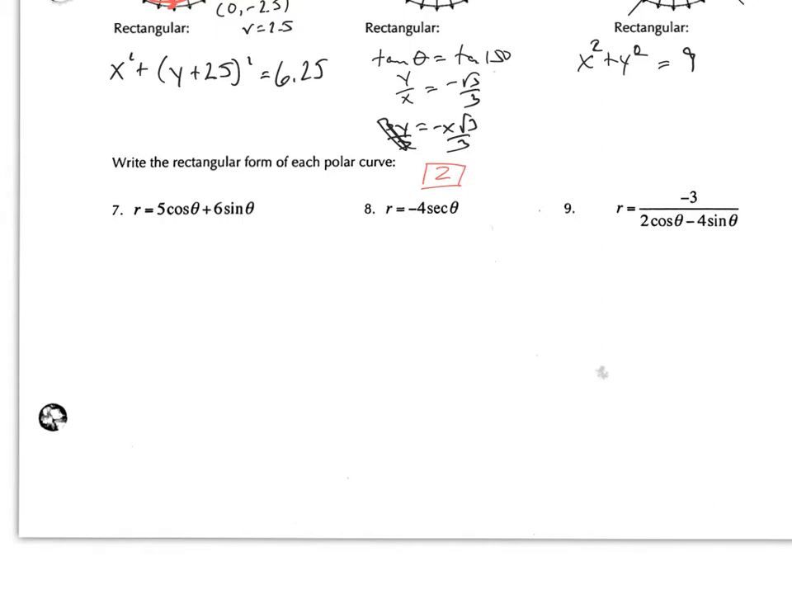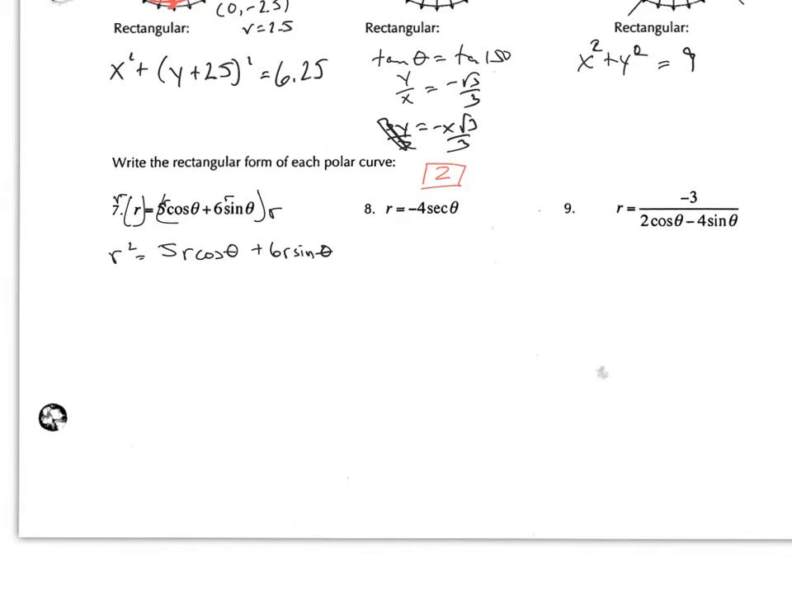So when you have a circle, which is what number 7 is, or when you cannot cross multiply, like you can in number 9, to get the r, the goal is to have the r with the sine and the cosine. We have to multiply both sides by r. You are going to just have to be able to recognize this. And so we would get r squared equals 5r cosine theta plus 6r sine theta.